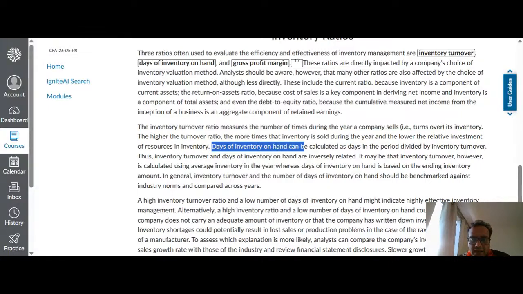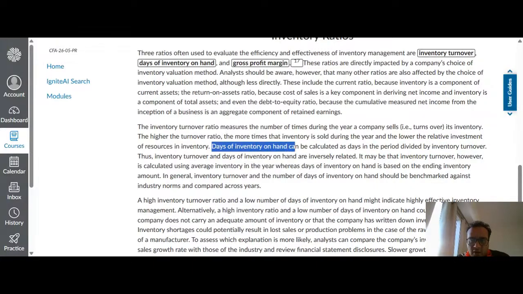Days of inventory on hand can be calculated as days in the period divided by inventory turnover. Days in the period divided by turnover. So 365 divided by total sale turnover. It tells me how many days it takes to sell $1, that's the days of inventory on hand. Multiplied by the amount of inventory, it can tell you how many days of inventory I have left. Okay.